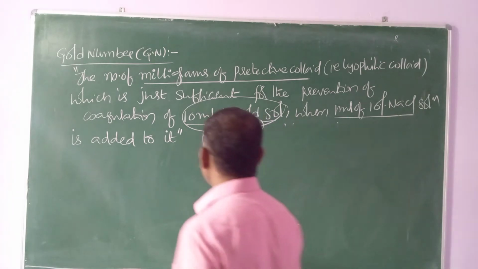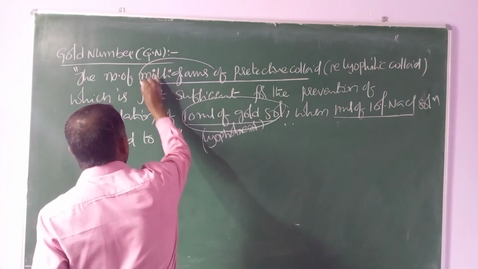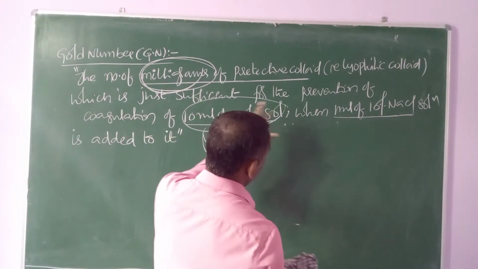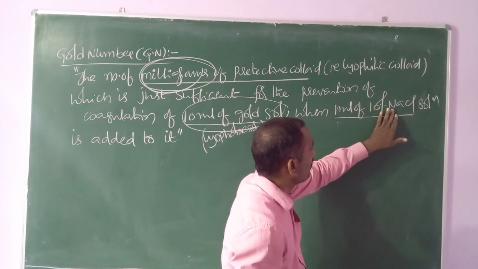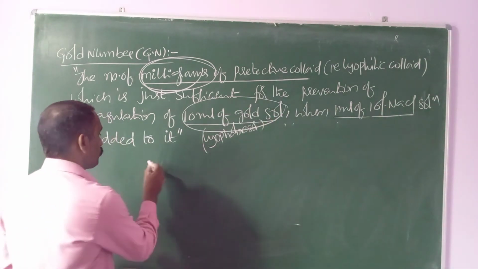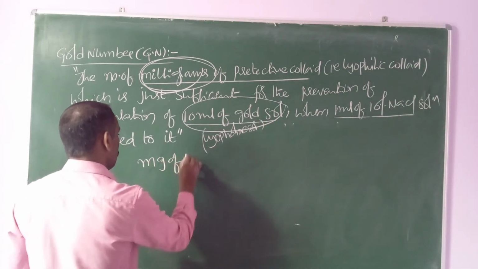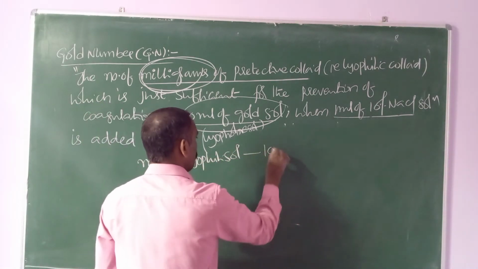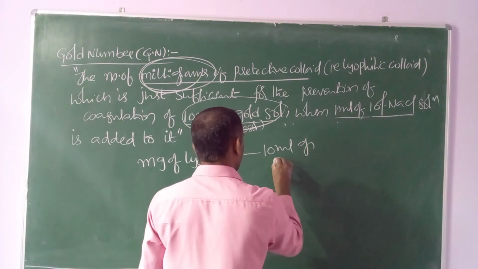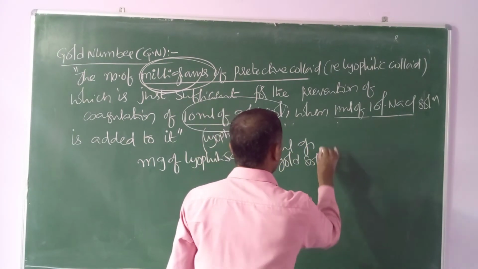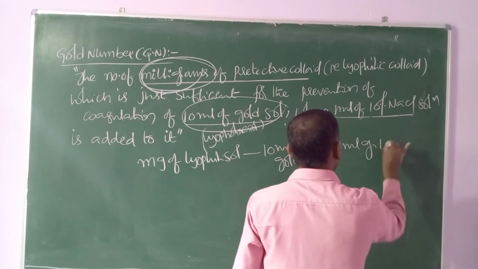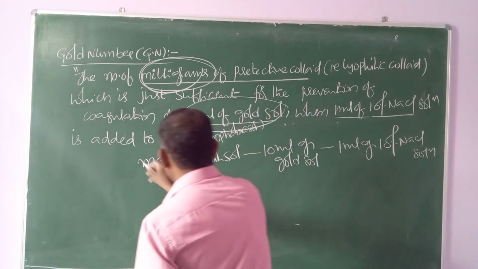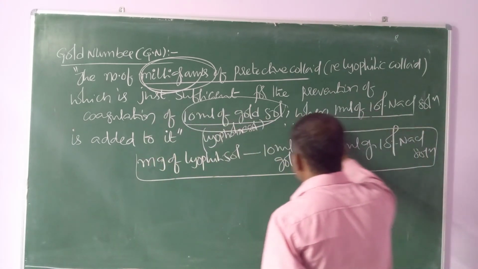So while solving the numerical problems, we should consider milligrams of lyophilic sol, 10 ml of gold sol, and 1 ml of 10% NaCl solution. These three parameters you should remember, and the problems are easy.